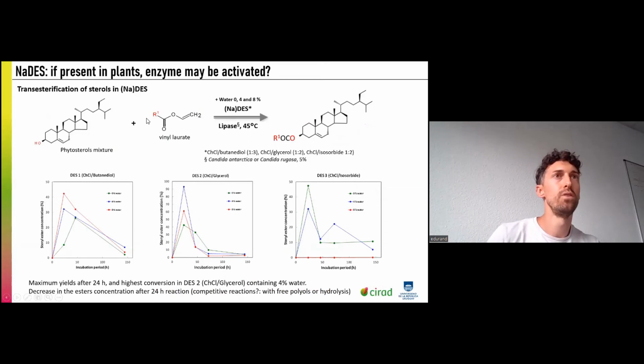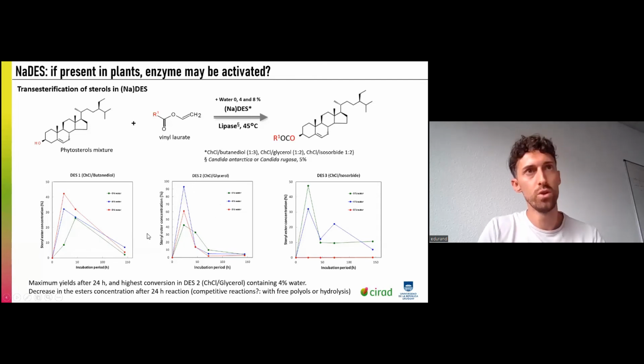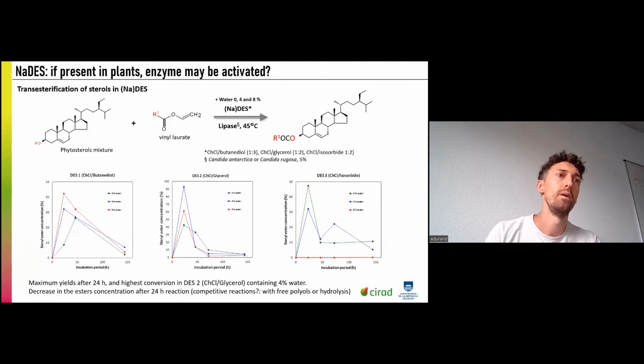So we also tested other reactions and biotransformations in the NaDES, especially the transesterification of sterol. In this case, we showed basically the same behavior, with a significant effect of water. So this is very important to check and tune the water content when you are doing biotransformation in the NaDES, for several reasons, as you can see here. And we also observed competitive reactions coming mostly from the hydrogen bond donor that is able to react in such reactions.